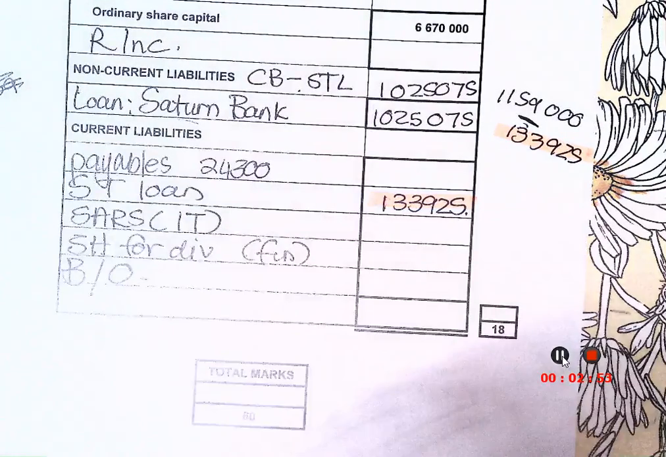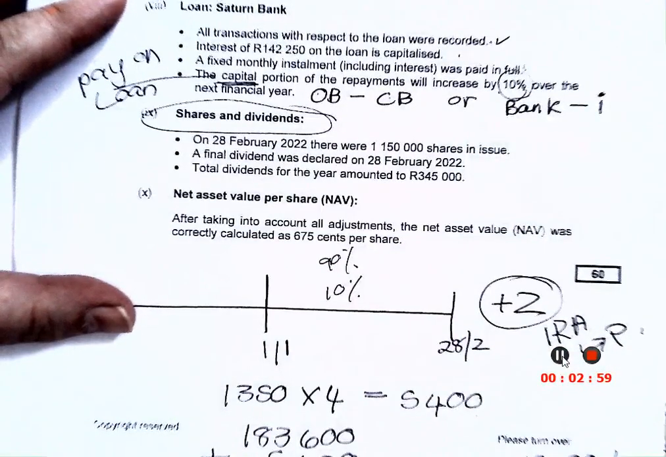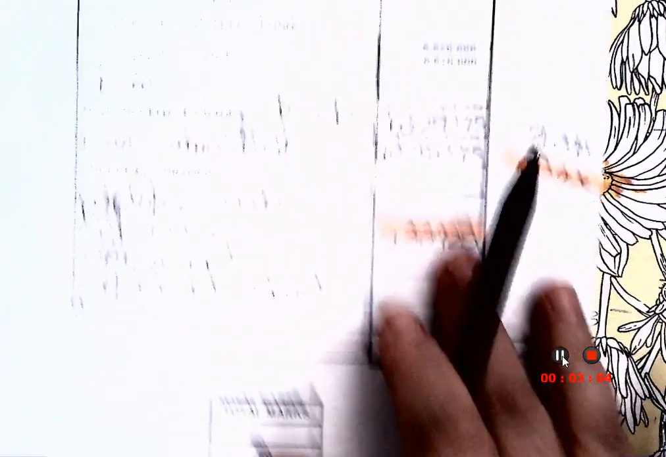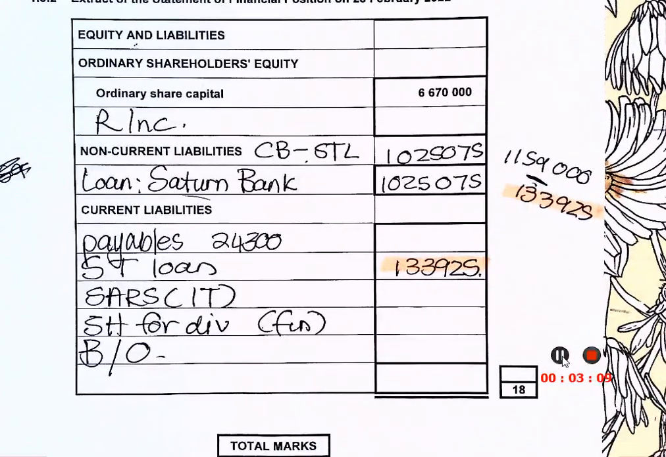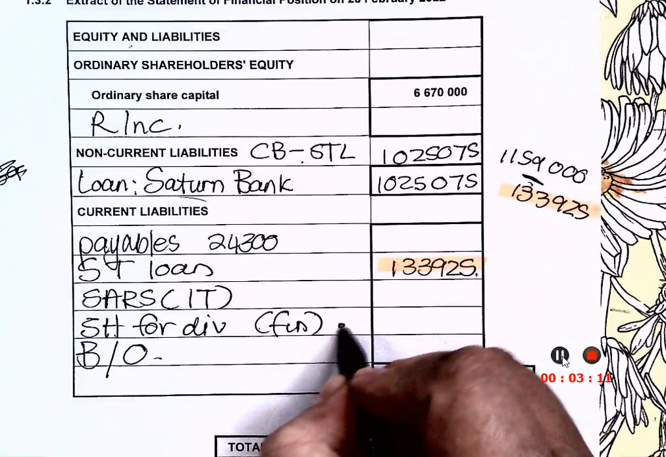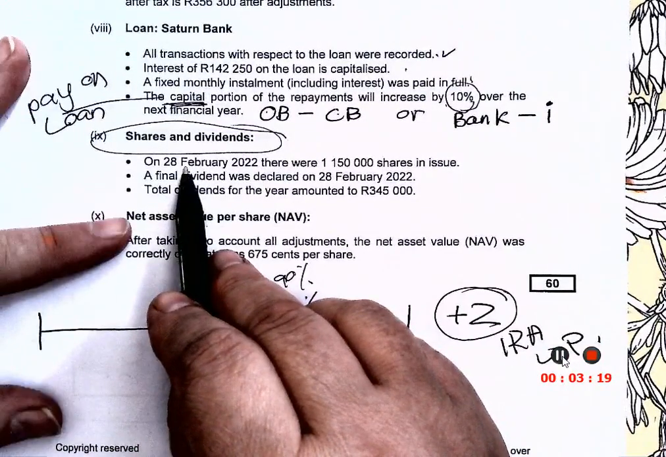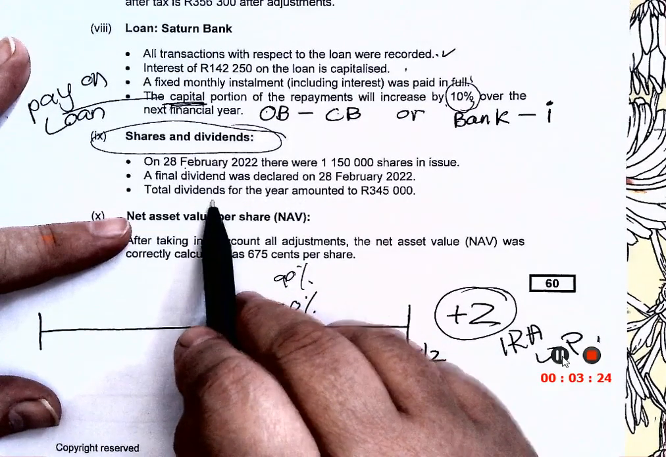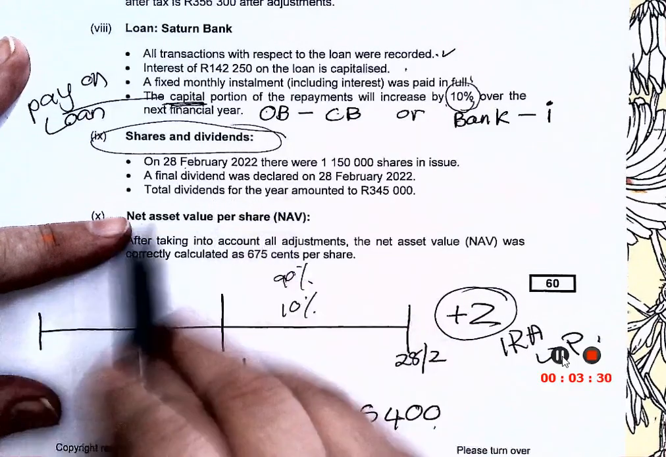The next one they ask here, after the loan, is they talk about the shares and the dividends. So the only thing I want is, if I look here, they already gave me the shares. The ordinary share capital is already given. So the only thing I still need is this final dividend here. Right. So let's see. They give me the last day of the month, there was 150 shares in issue. And they only say a final dividend was declared.